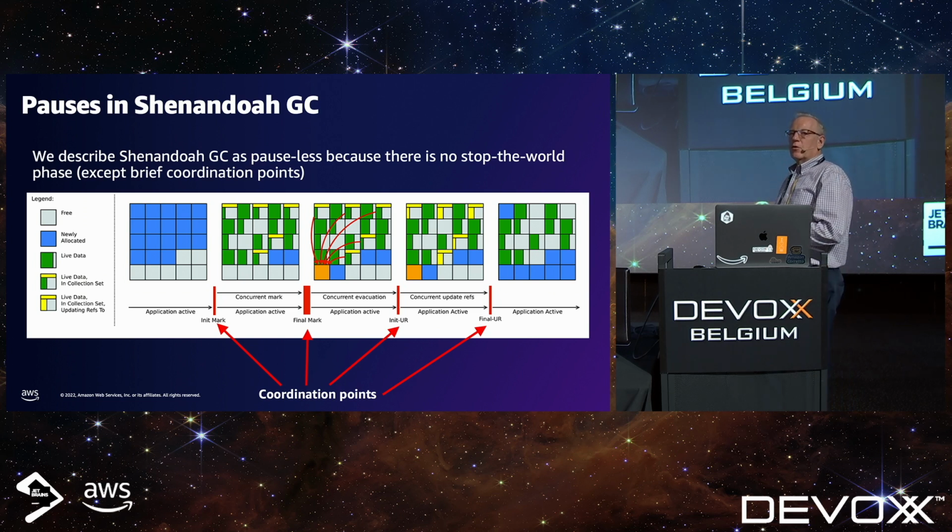It's the same approach used in G1 GC. You collect the regions that are easy to collect because they have little amounts of data that have to be copied. We evacuate those regions into a consolidated region. And then we update the references. Anything that pointed to these objects that have been relocated has to be updated so that it knows where the new location is.